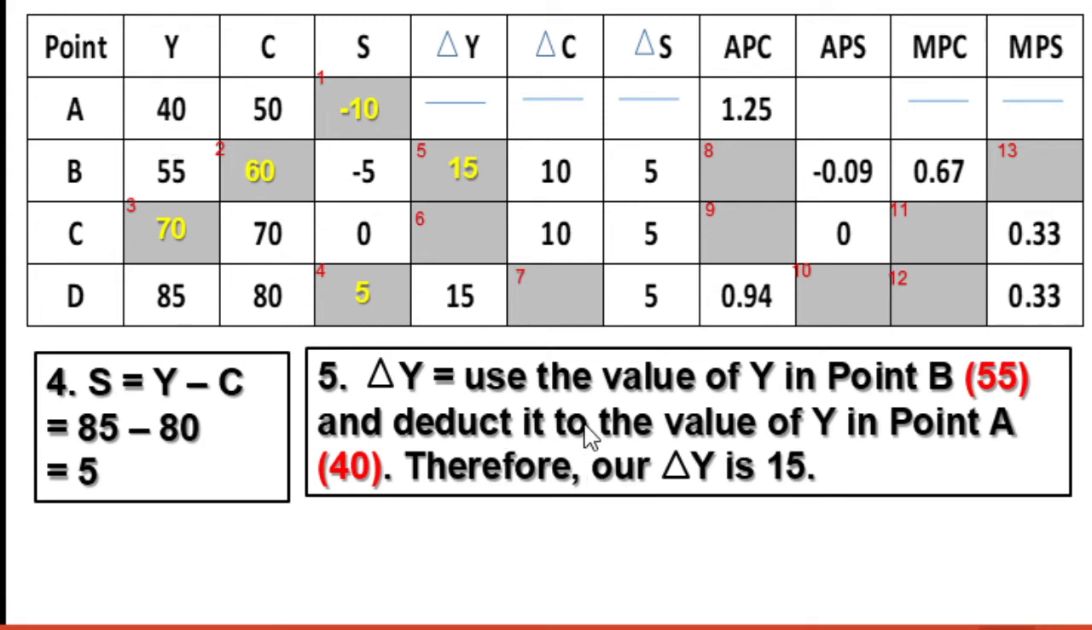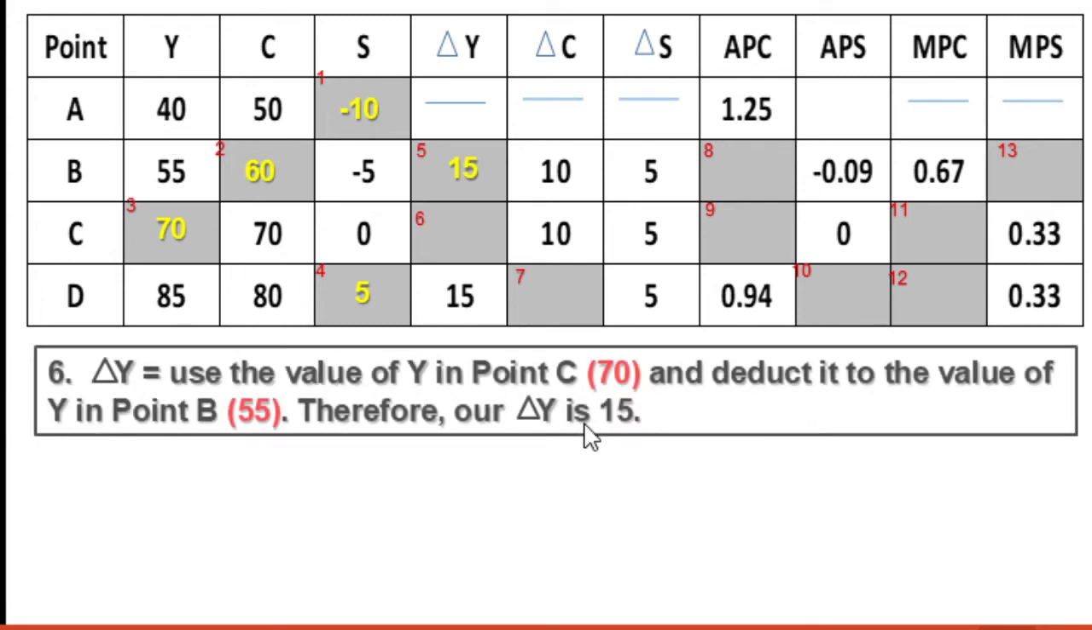Okay, so let us move to question number 6. Same question. For this one, you have the change in Y. So use the value of Y in point C and deduct the value of point B, that is 55. When we deduct that, 70 minus 55, our change in Y or income is 15.